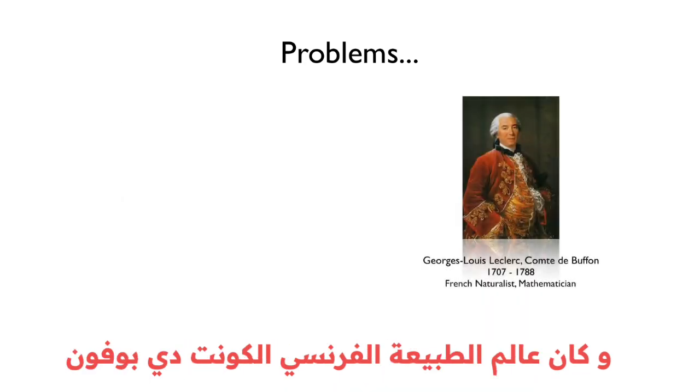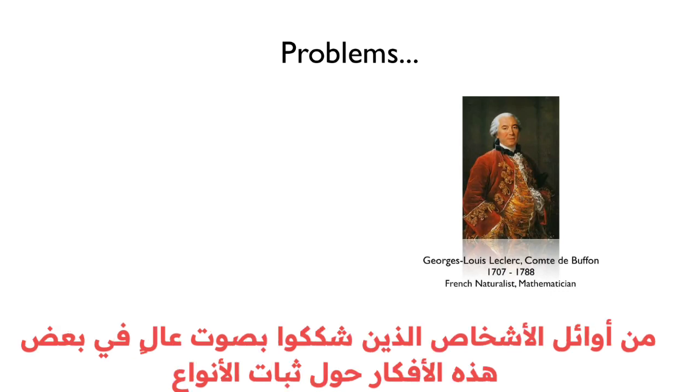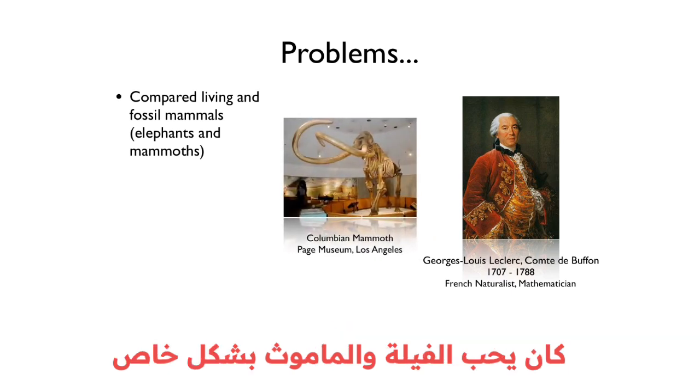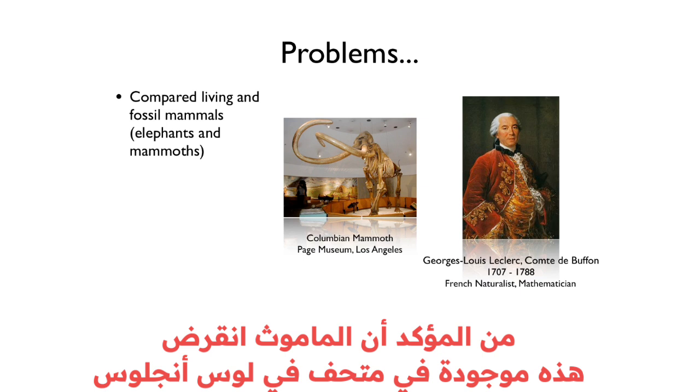A French naturalist named the Comte de Buffon was really one of the first people to vocally question some of these ideas about the immutability of species. He was interested in looking at fossil mammals. That was kind of a new thing. He loved especially elephants and mammoths. Mammoths are, of course, extinct. This one is in a museum in LA.